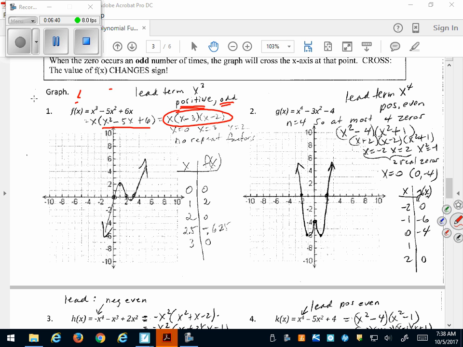That tells you there's 3 zeros, one at 0, right? Set each of these equal to 0. That's 0. One at positive 3, because the factor is x minus 3. The 0 is positive 3. And then one at positive 2. So this says x equals 3, x equals 2, x equals 0. Those are the zeros.